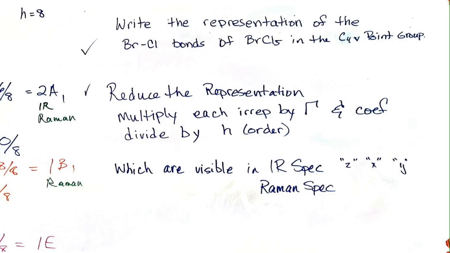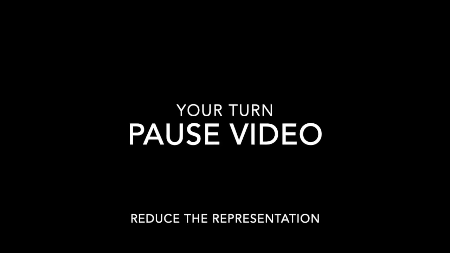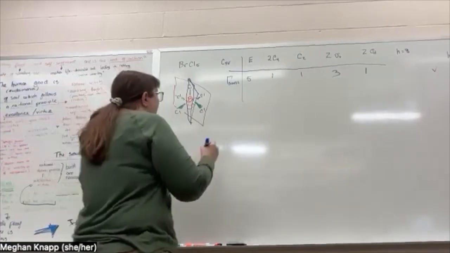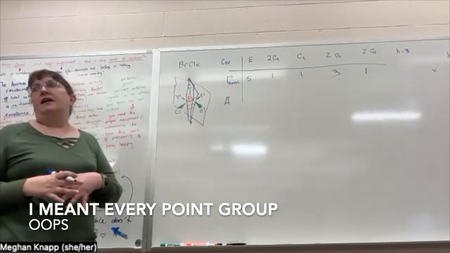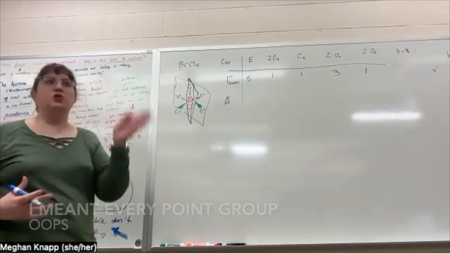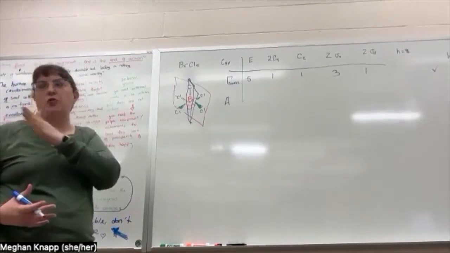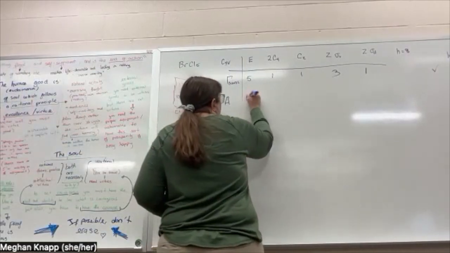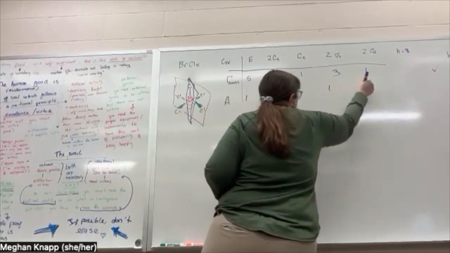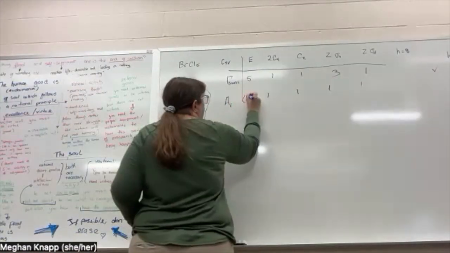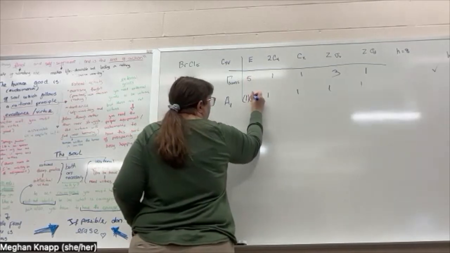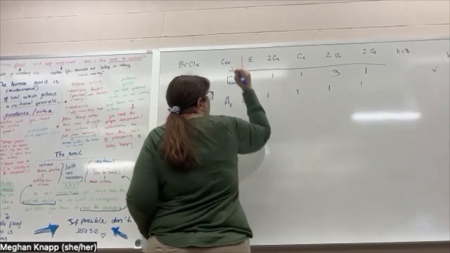So what we just did was write the representation, right? Yeah, and now we're reducing. Every representation has an A something that is totally symmetric, and totally symmetric means there's a 1 as every character, which means it's symmetric with respect to everything. So it would be 1, 1, 1, 1, 1. And in this case, it is just A1. All right, we are going to multiply that by the character from our representation and then by the coefficient.